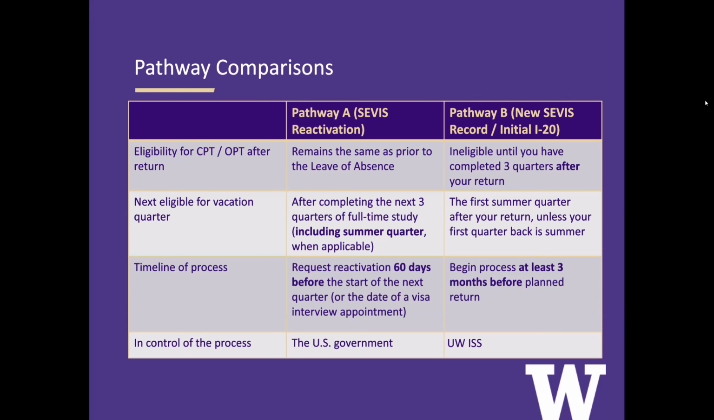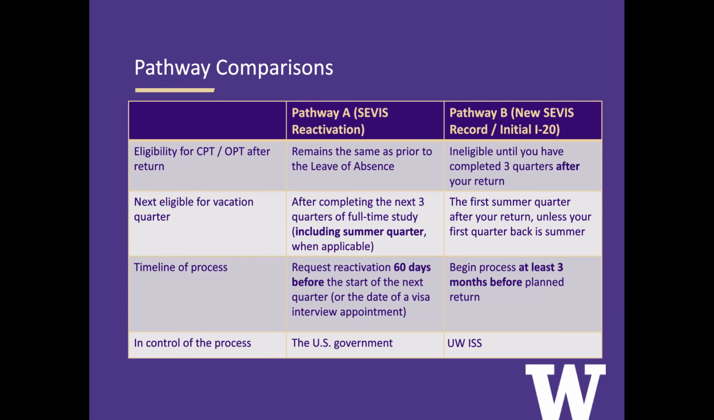The earliest you can request a reactivation is 60 days before the start date of the next quarter. Alternatively, if you're applying for a new visa, you can request your reactivation 60 days before the date of your visa interview appointment. For an initial I-20, we recommend that you begin the request process at least 3 months before your planned return. Finally, it's important to note who is in control of the approval process for each pathway.